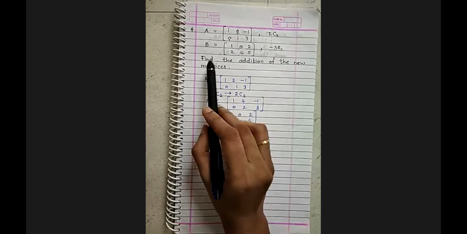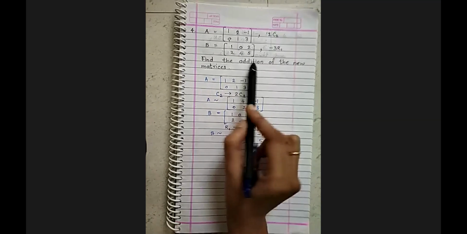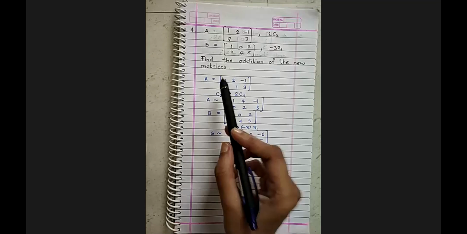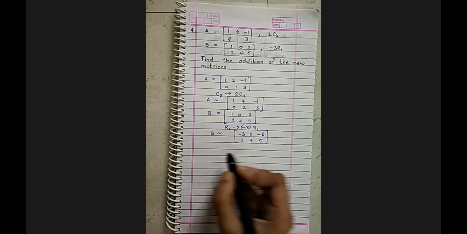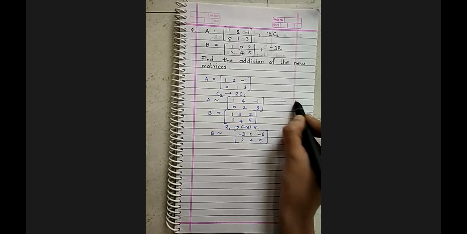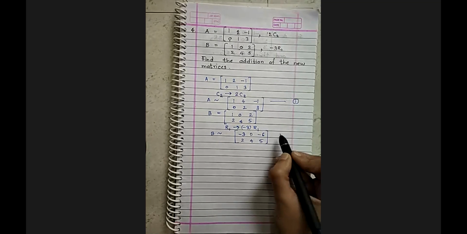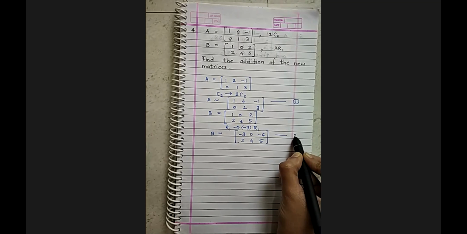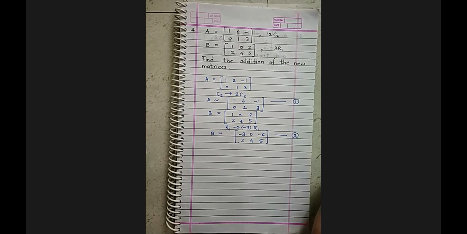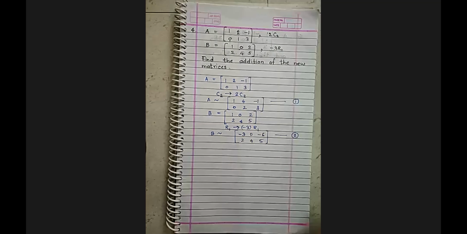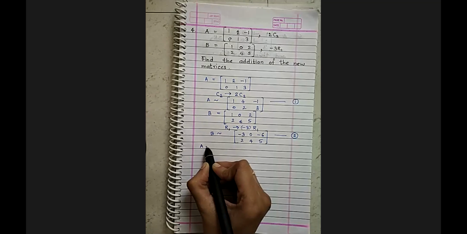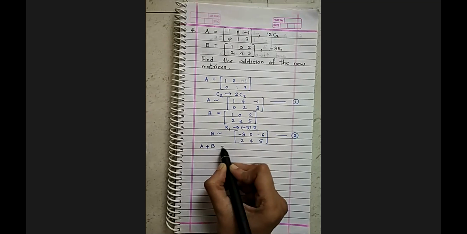Now what is the question? The question says find the addition of the new matrices. So which is the new one? This is what I got the new one, and this is what I got the new one. So what I have to do with that? I have to add them. I have to find the addition of the new matrices. So A plus B. I have to find A plus B.